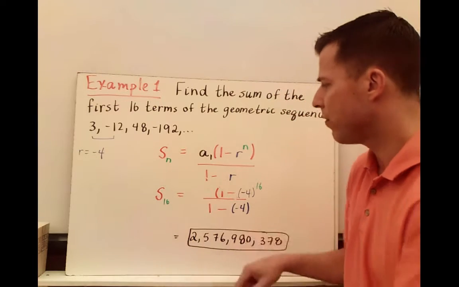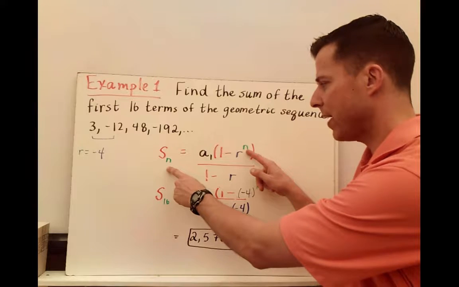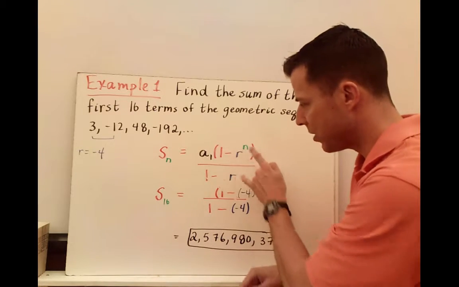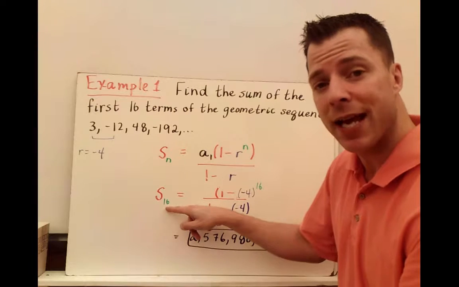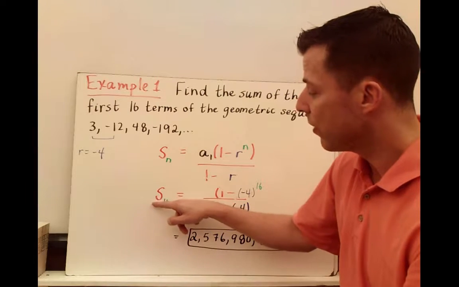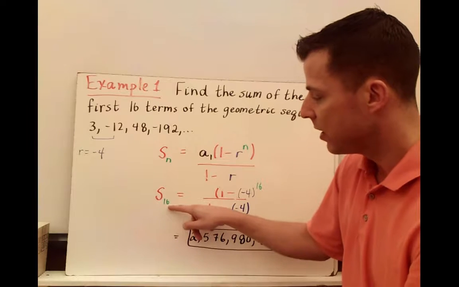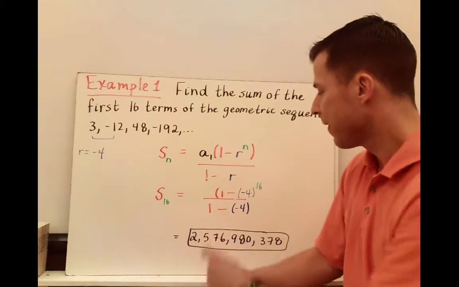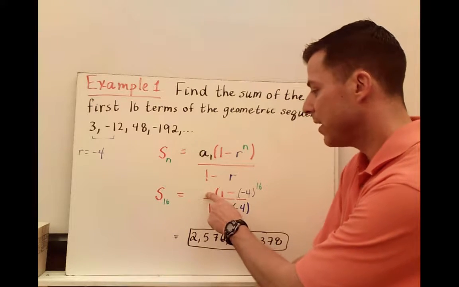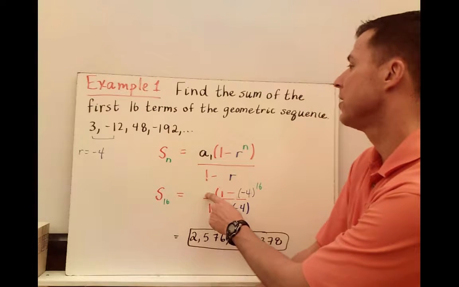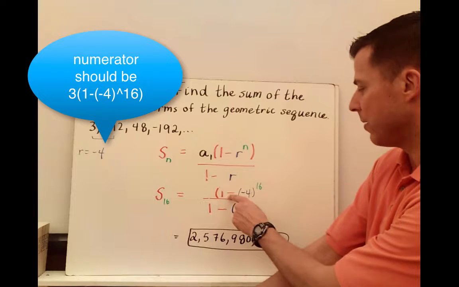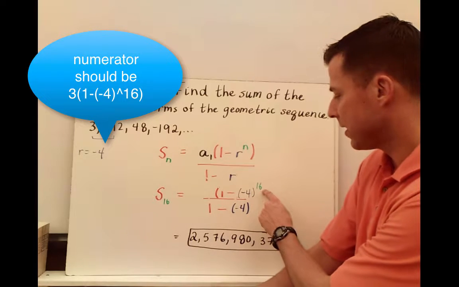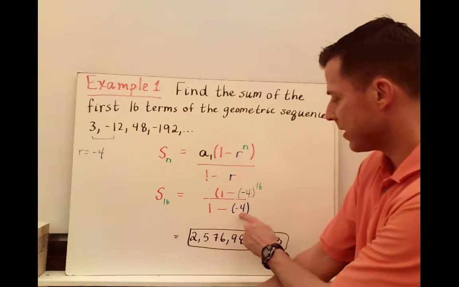Okay, so I write my formula, and again I color-coded here so my n's match, a sub 1, and my r's match. I want the 16th term, so that means n is going to be 16. So we want the partial sum of the first 16 terms of the sequence. Then I have a sub 1, which is 3, which got erased here. So this should be 3 times 1 minus negative 4 to the 16th, all over 1 minus negative 4.